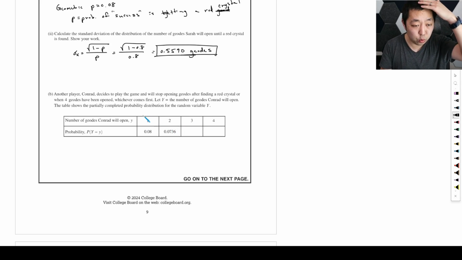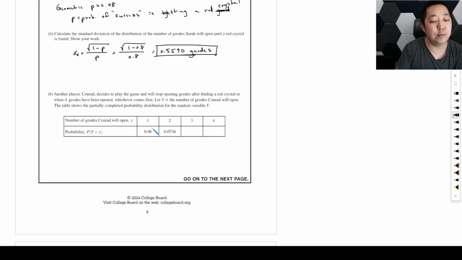So how does this work? If he opens a red geode right away, he's done. Otherwise, he's going to keep going, right? And so the second one means that if he got to this point, how did they get this number? They got this number by saying, oh, well, he didn't get it the first time. The first one wasn't a red crystal, and then the second one was a red crystal. So they multiplied those two, and let's just confirm that that's what they did. That gives you 0.0736. Okay, and then these are the probabilities of the number of geodes Conrad will open.